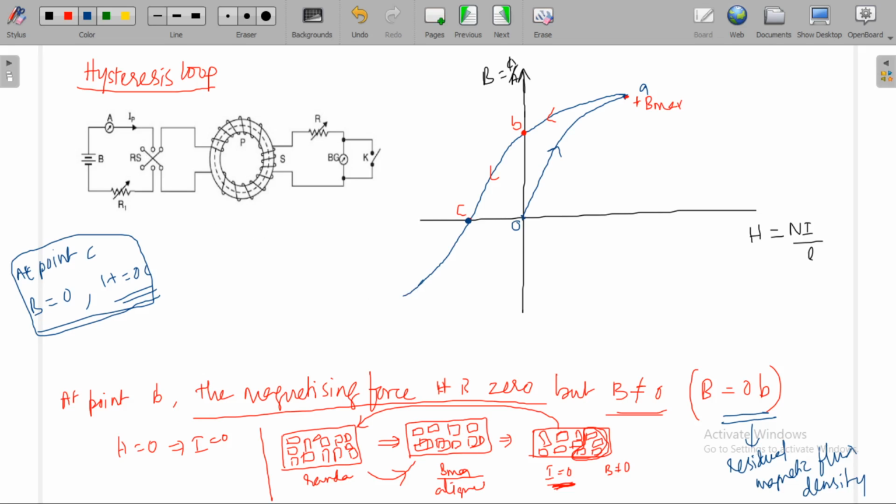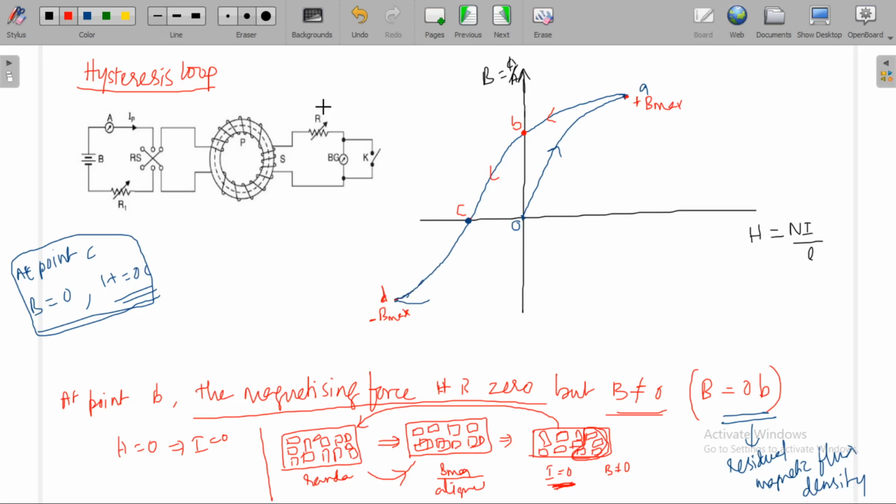Okay, so still if we increase the current in reverse direction, it reaches negative maximum. This point is D, that is minus B maximum. In reverse direction, the material is saturated, just as in forward direction the material is saturated.